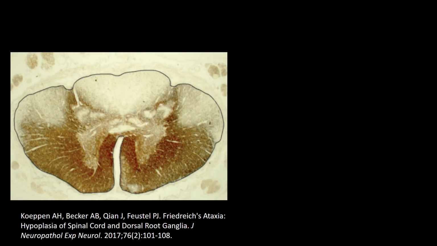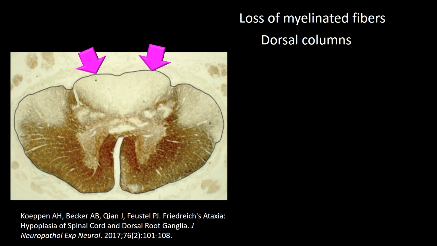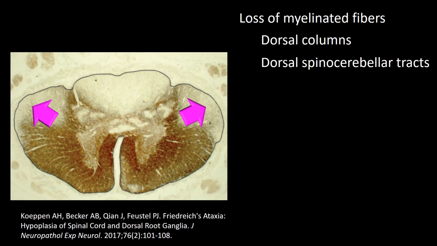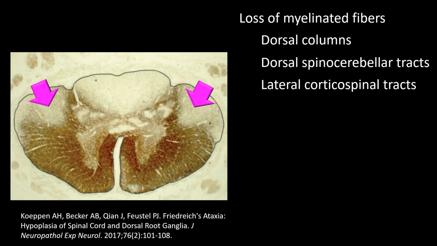This is a specimen of a patient that had Friedreich ataxia. You can see lots of affected fibers. These fibers are in the dorsal columns and in the dorsal spinocerebellar tracts, producing ataxia. Loss of myelinated fibers in the lateral corticospinal tract produces increased deep tendon reflexes and Babinski.